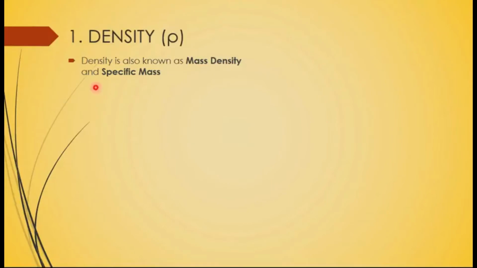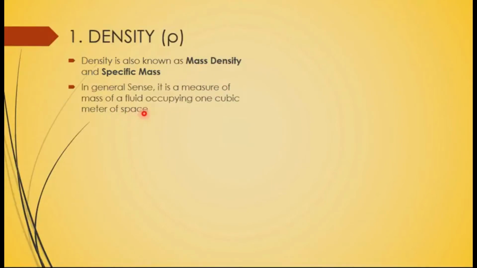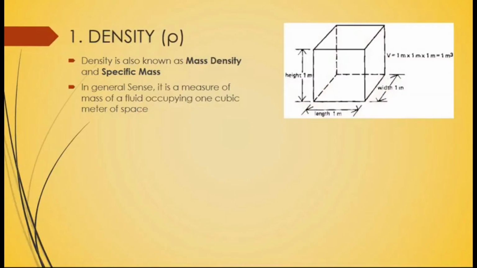So let us see the first one, density. Density is actually the mass by volume. So it is also known as mass density and specific mass. And in a general sense, it is a measure of mass of fluid occupying 1 cubic meter of space. I will show you one cube here, which has 1 meter length, 1 meter width, and 1 meter height. It is a cubic meter.